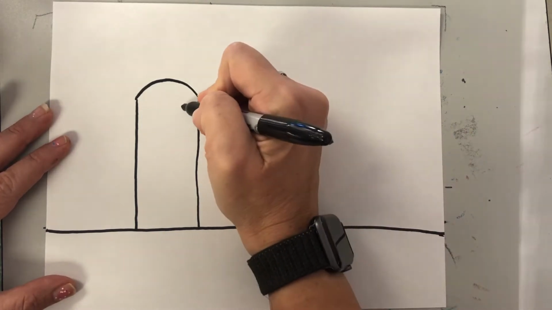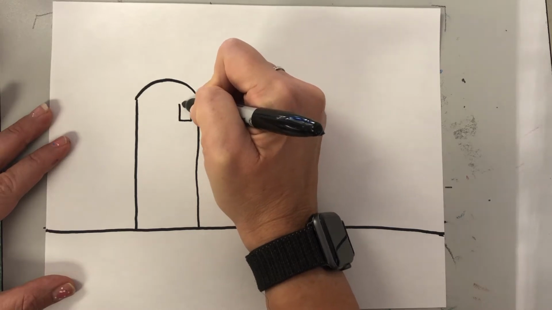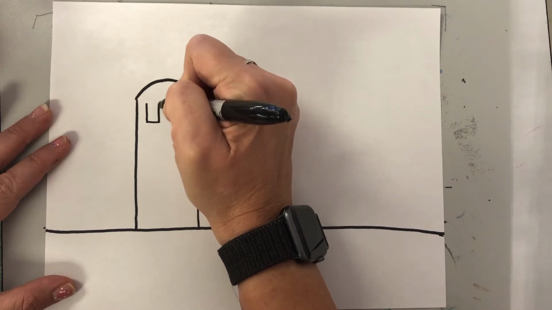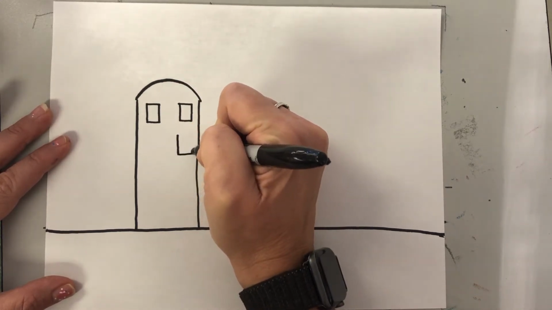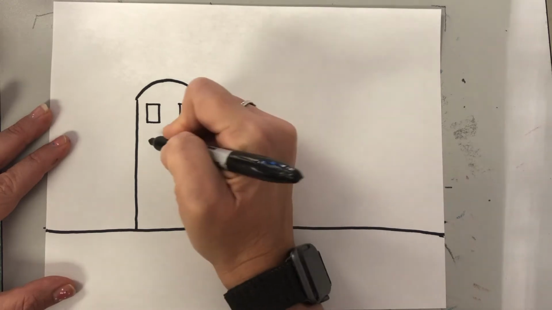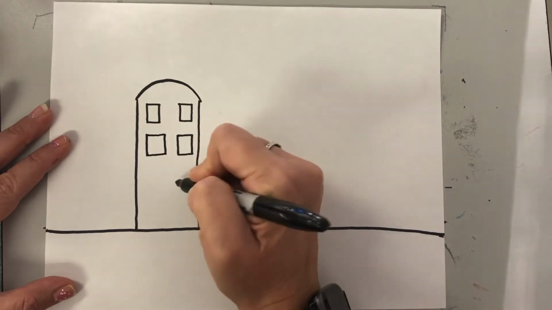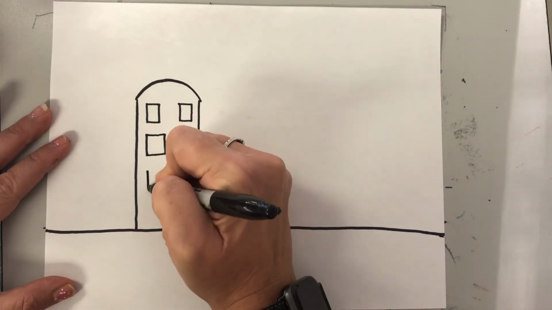Right now, go ahead and put rectangle windows on your building. When you add extra stuff to your drawing, it's called adding detail. And detail is always good because then it's just more information on the paper. It always looks better when there's more detail.